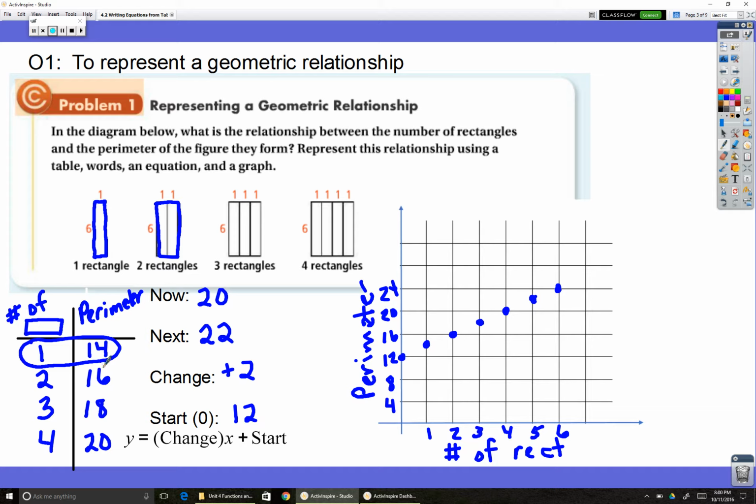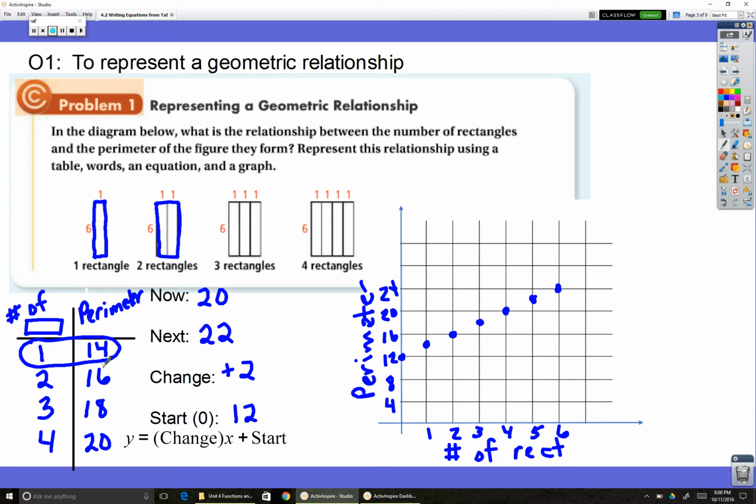Every linear equation that we write is going to be in this form: y equals the change times the variable x, which is our independent variable, plus start. So our number of rectangles is our x. Perimeter is our y. So the perimeter is going to equal the change, which is positive 2, times x plus that starting value, which is 12.